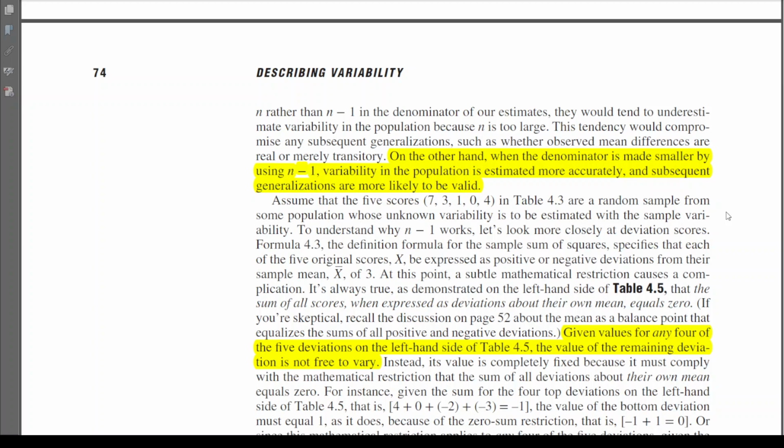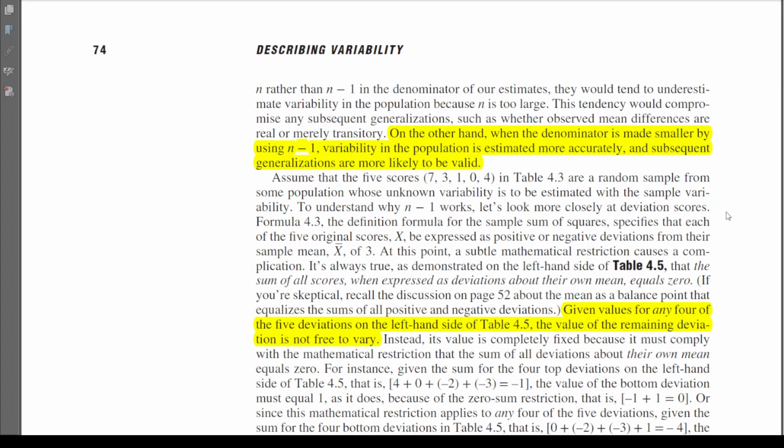Assume that the five scores 7, 3, 1, 0, and 4 in table 4.3 are a random sample from some population whose unknown variability is to be estimated with a sample variability. So, let's assume that we have a sample of 5 scores, that is 7, 3, 1, 0, and 4, which is a random sample from a population whose variability we are trying to estimate from the sample.